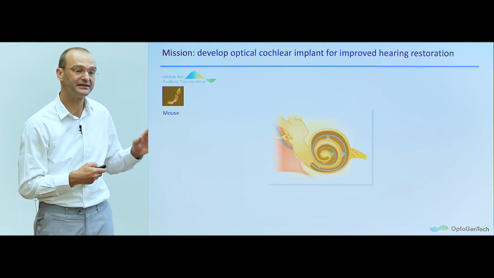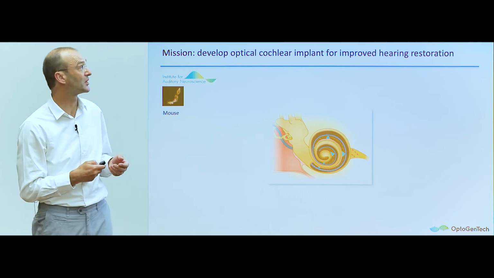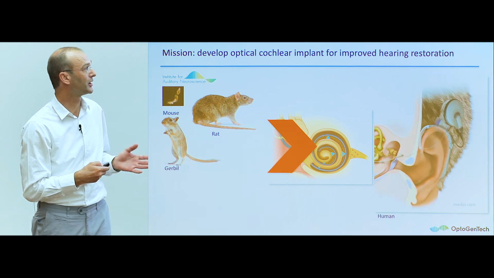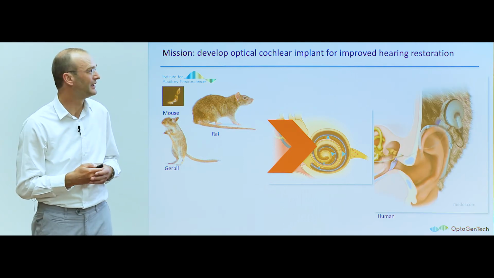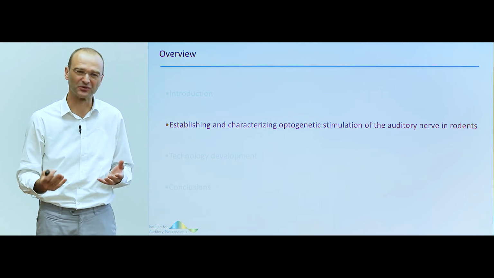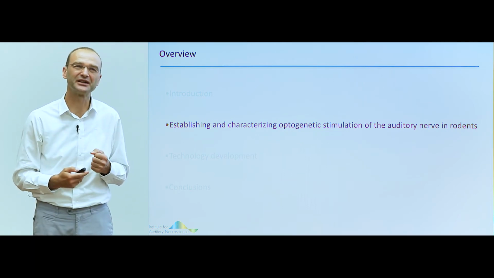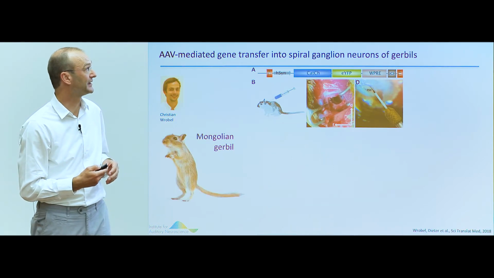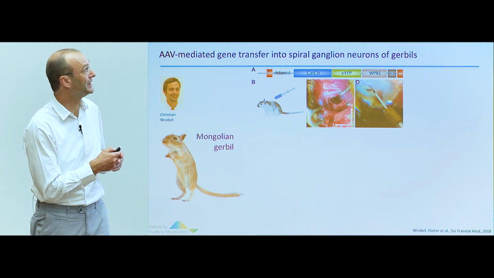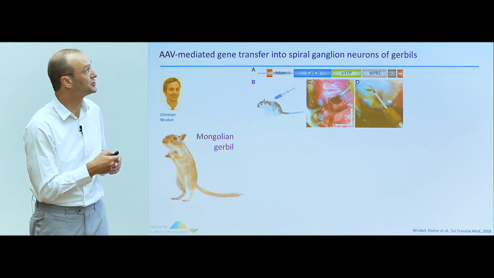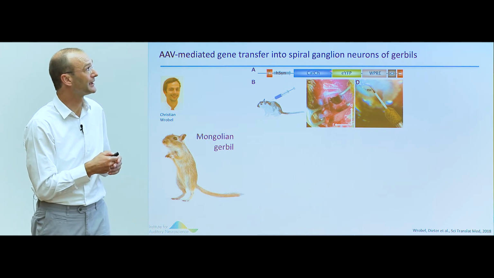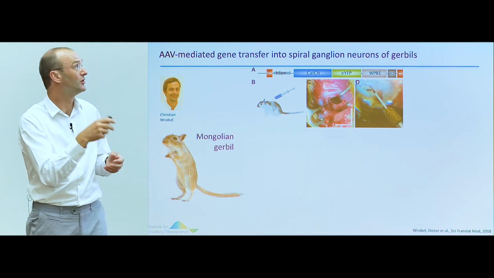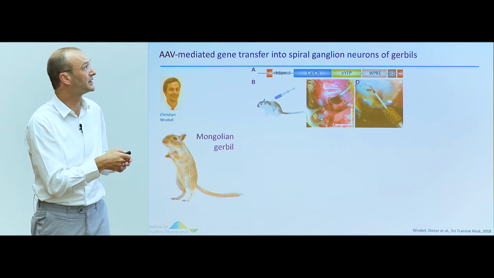We want to translate our progress made in animal experiments to the clinical application in an optical cochlear implant. I'd like to share now some of the progress. The first thing you gotta do is make those neurons light sensitive. And as I introduced, we use AAVs, adeno-associated viruses, to carry the light-gated ion channel that is sort of a light switch in the neurons to express it inside the cochlea.